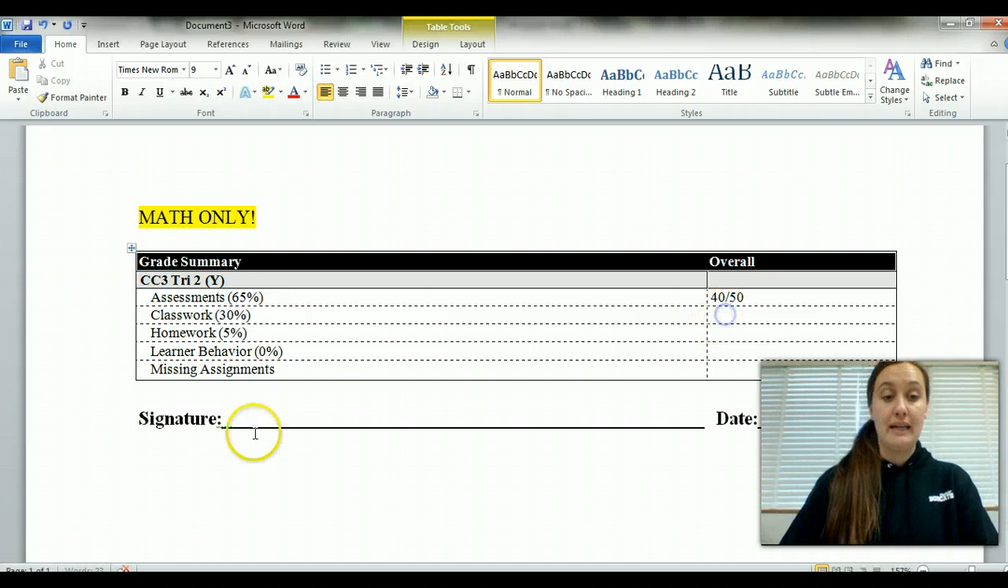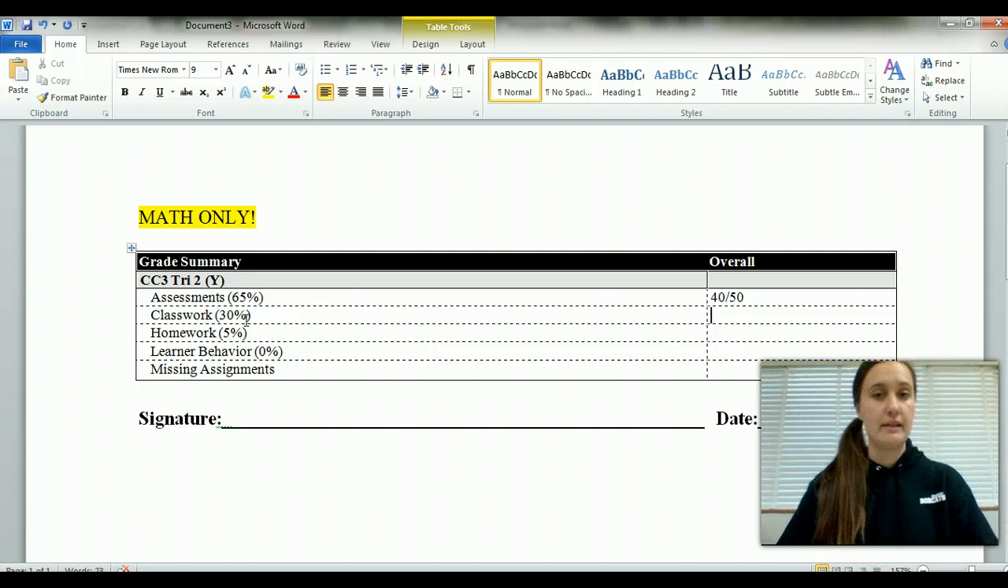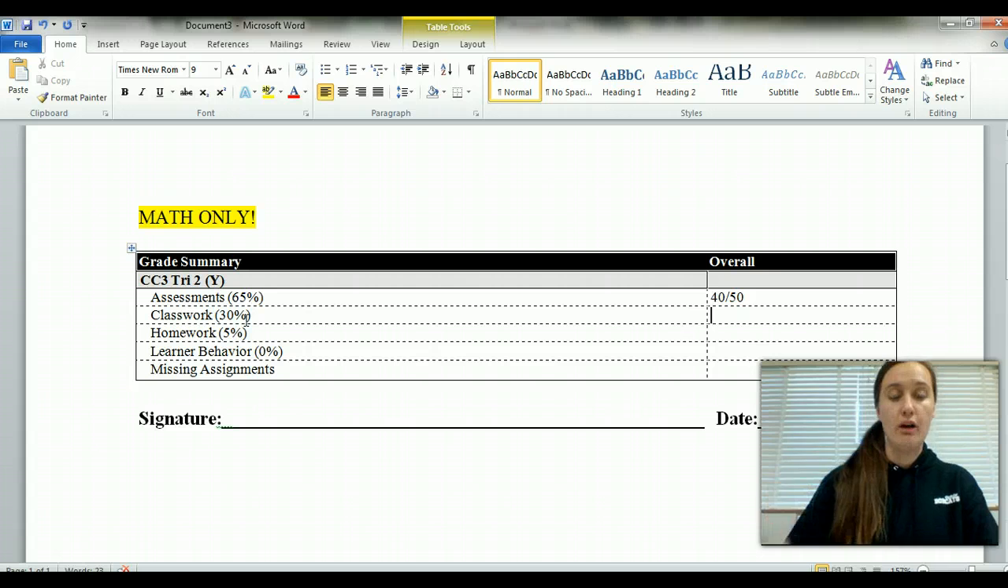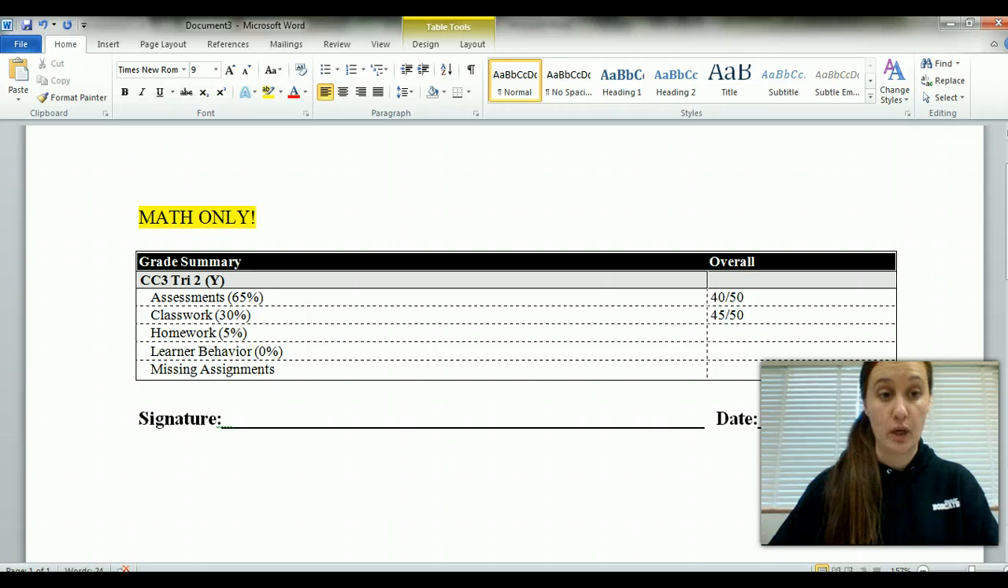Same thing with classwork. Classwork is 30% of my grade. That means it will affect the student's grade 30%. That includes anything that we do in class, classwork, workbooks, projects. They all go into this classwork grade. And again, you would see another fraction, and let's just use that same 50 ratio. You had 50 points total, and the number before that would be showing how many points your student received based off classwork points.